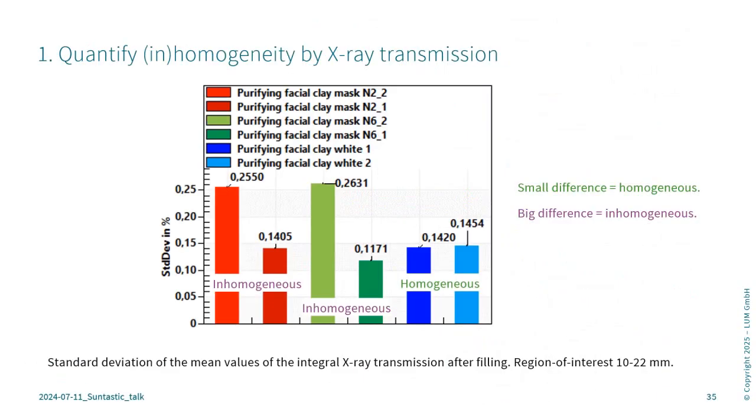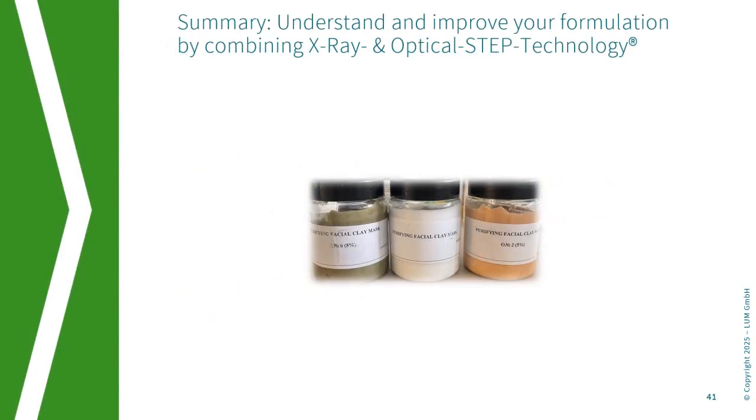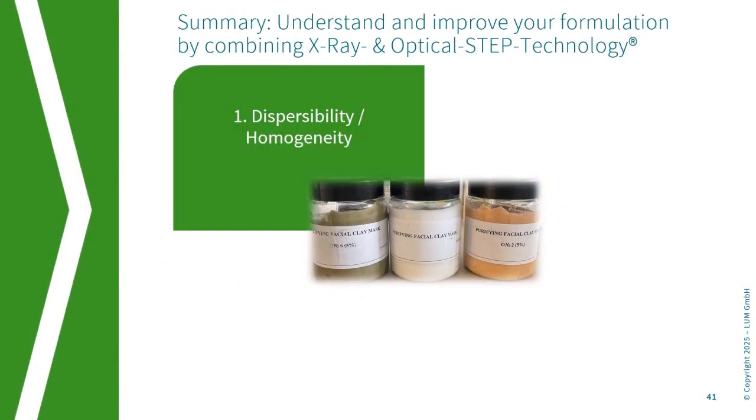The region of interest applied in this example is 10 to 25 millimeters. If there's a small difference, we can say it's a homogeneous sample. If there's a big difference, we can say it's an inhomogeneous sample. Information on particle dispersibility, on the homogeneity of samples.